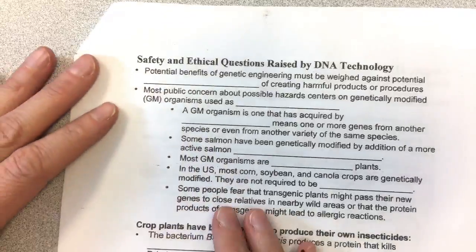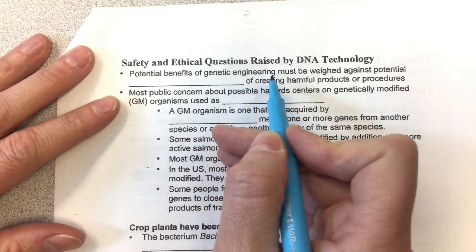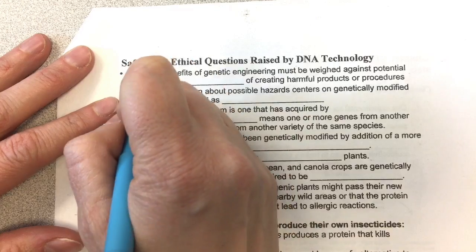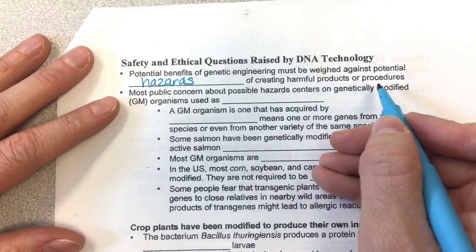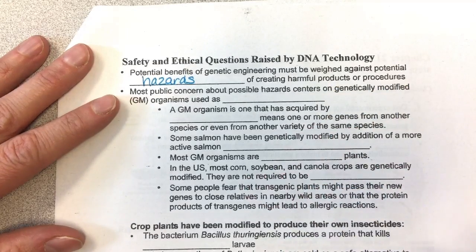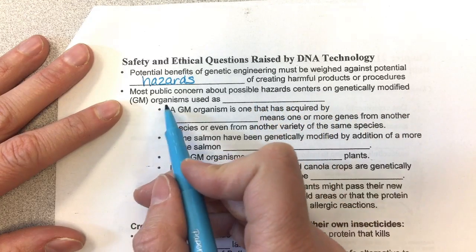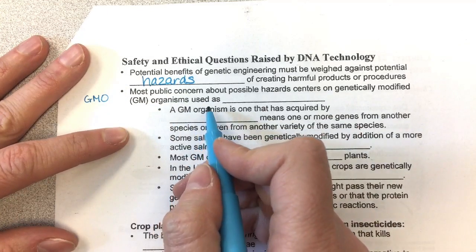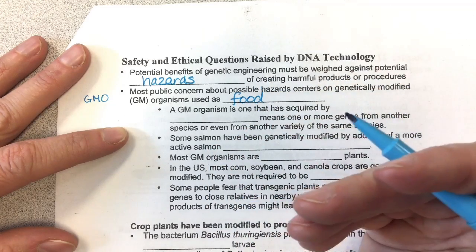So then, as you can imagine, there are a lot of safety and ethical questions raised by this technology. The potential benefits of genetically engineering organisms must be weighed against potential hazards of creating harmful products or procedures. So are we going to do harm by doing this? Most public concern about possible hazards centers on genetically modified organisms. You also can hear them called GMOs, and they're used as food. So when we take them into our body, people are concerned about that.